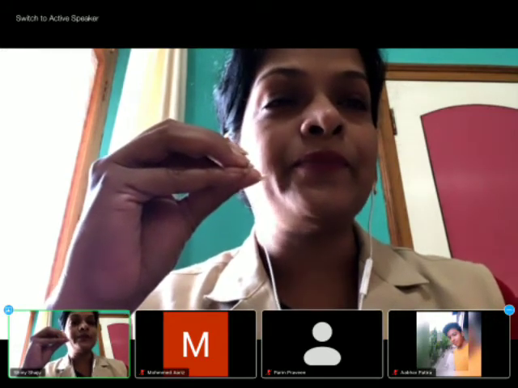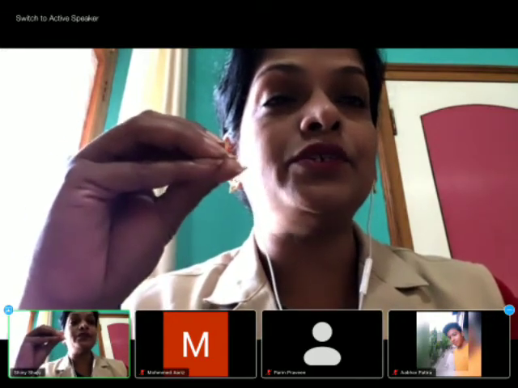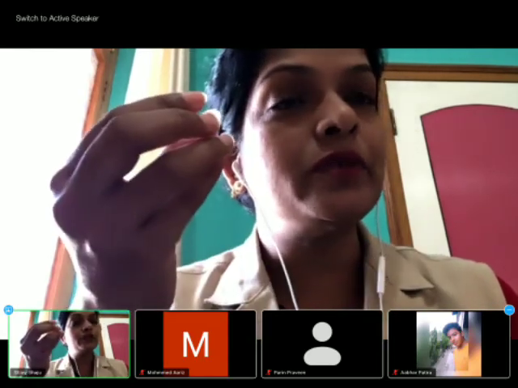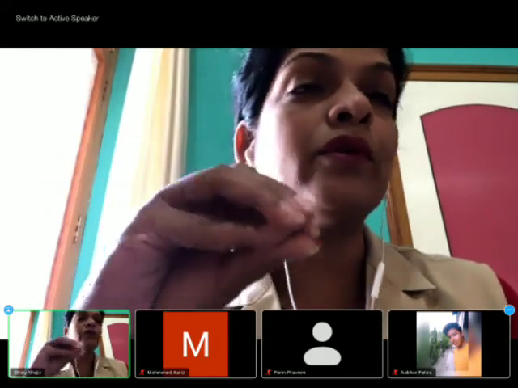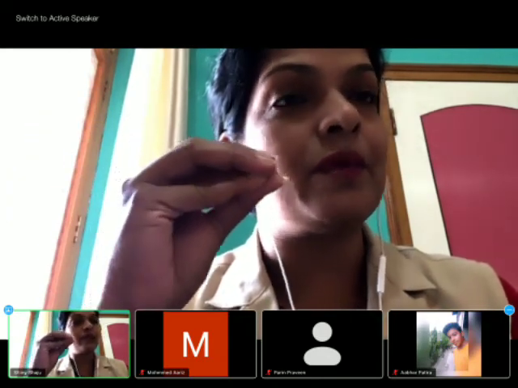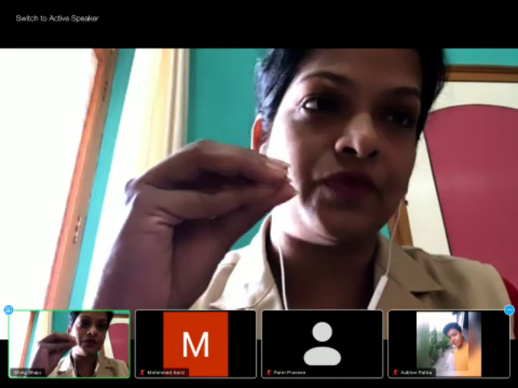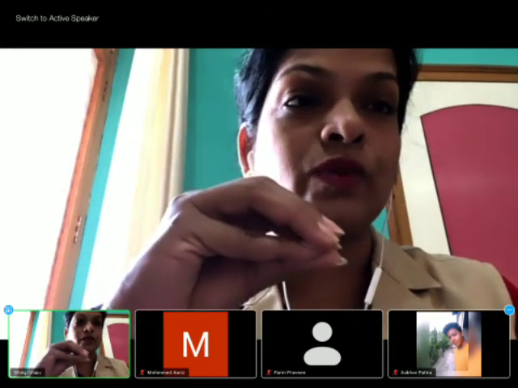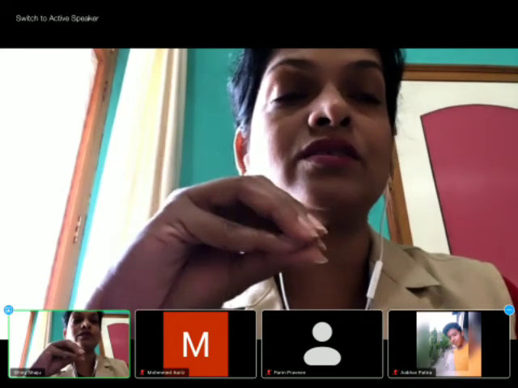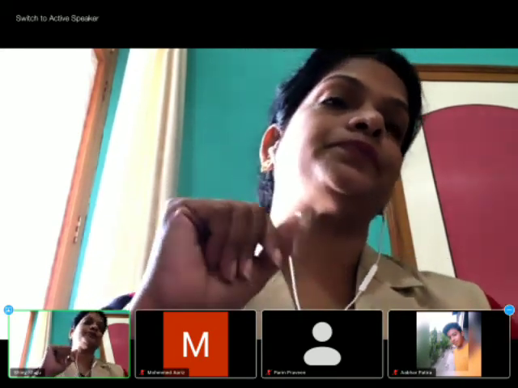Now, let's see the radius ratio in the case of octahedral void. Radius ratio means small r upon capital R. Small r is the radius of cation and capital R is the radius of the sphere. What is the relation between the small r and capital R in the case of octahedral void?